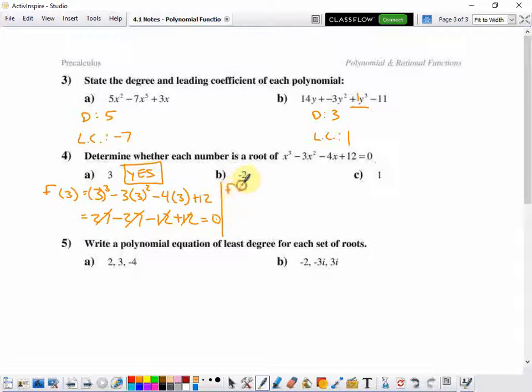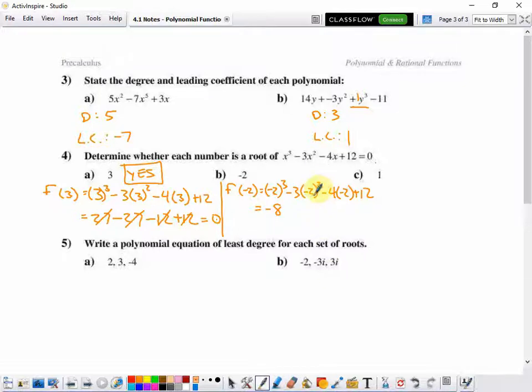Then we'll try f of negative 2. Negative 2 cubed minus 3 times negative 2 squared minus 4 times negative 2 plus 12. Negative 2 cubed is negative 8.